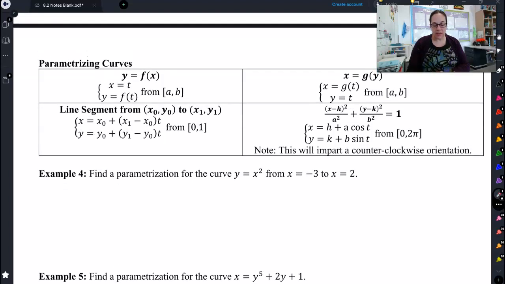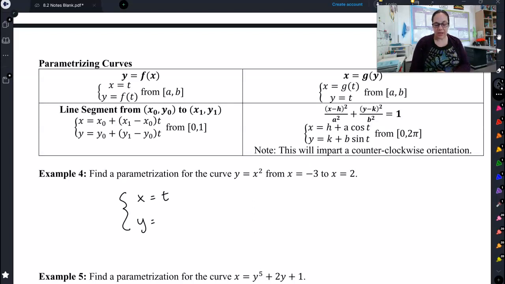So let's look at example 4. In this first example, we have a y equals equation. So we're going to follow this set of rules. So our first equation is just going to be x equals t. Don't change that at all.